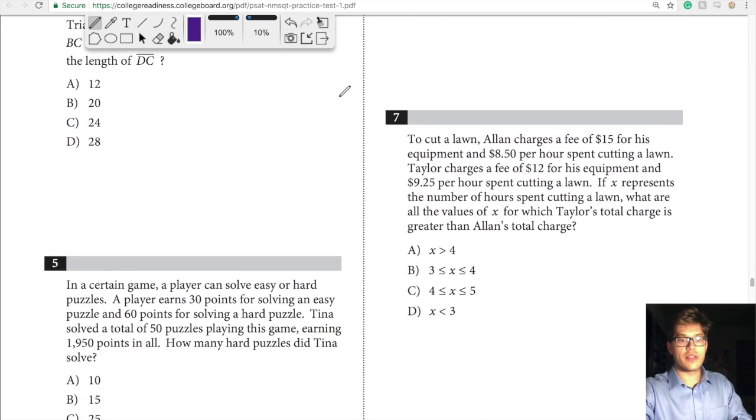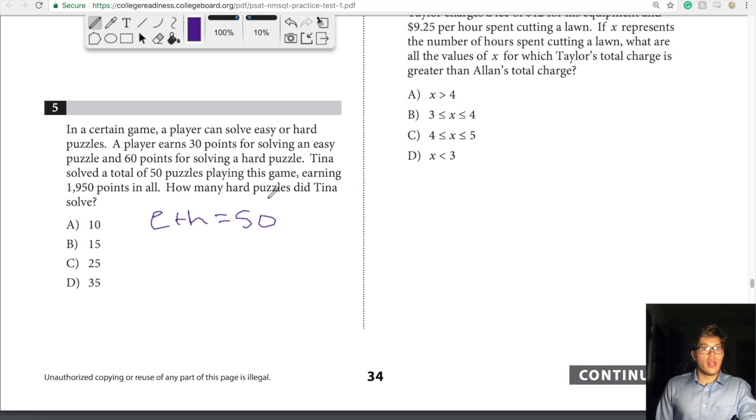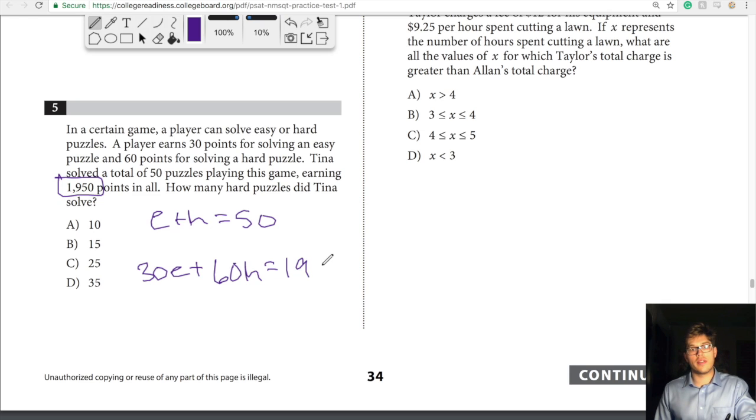All right, let's go down. Number 5. In a certain game, a player can solve easy or hard puzzles. A player earns 30 points for an easy and 60 points for a hard. Tina solved a total of 50 puzzles, so easy plus hard equals 50. And she scored a total of 1950 points. Okay, so again, 30 times E plus 60 times H, because she gets 60 points for a hard problem, is going to be 1950.